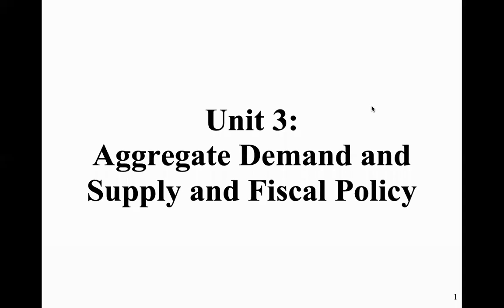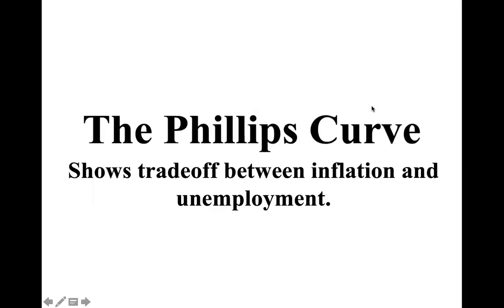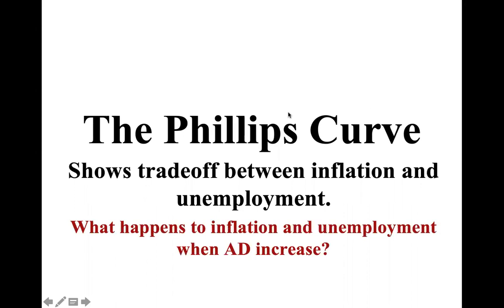Let's do some econ. The topic of this lesson is the Phillips curve. The Phillips curve shows us the trade-off between inflation and unemployment. You already know all the analysis behind the Phillips curve from what we've already done so far with the ASAD model. In fact, I want you to think in your mind for a second, what happens to inflation and unemployment when aggregate demand increases?